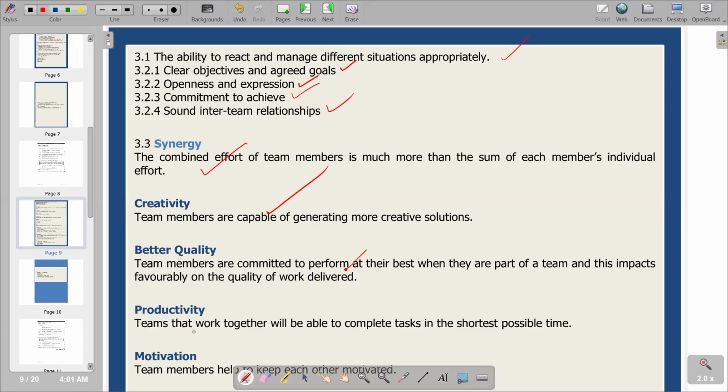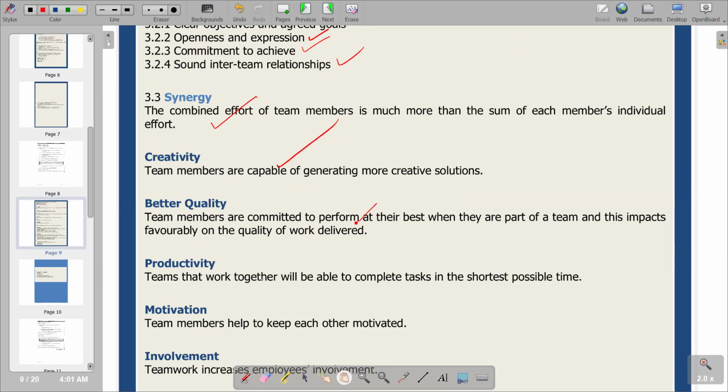Then we've got productivity. Teams that work together will be able to complete tasks in the shortest possible time. So productivity in a manufacturing business, we can say, is, on average, how many units are being produced by each individual worker. So basically, when there's teamwork, the average number produced by each individual worker is going to increase because of the coordination that will exist between the workers. So that is what we have on productivity.